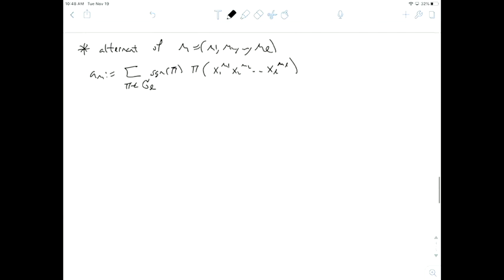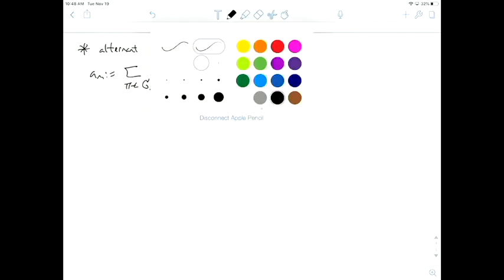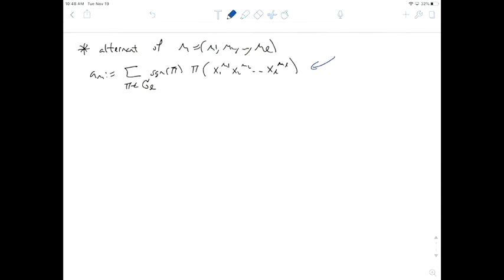Okay. So an alternant, let me define. It's defined this way. If you notice, this function is not symmetric. It's alternating.